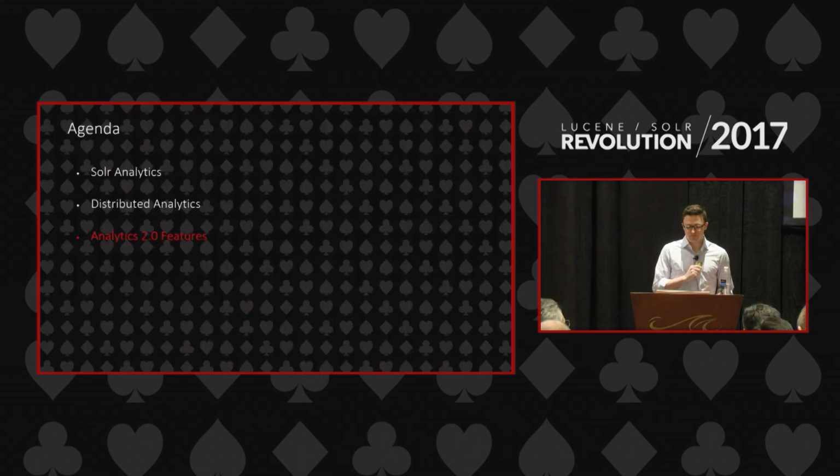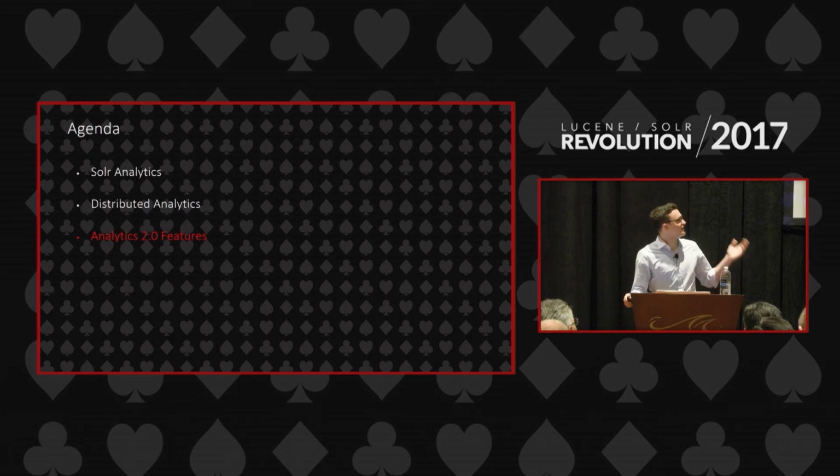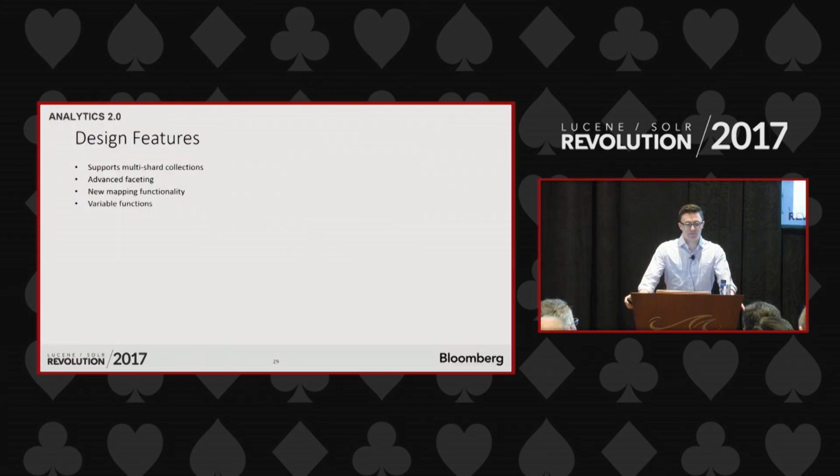So what else have we included in the new analytics version? Basically, the biggest thing was supporting the multi-sharded collections, but we've also introduced advanced faceting, a lot of new mapping functionality in the analytical expressions, and then a new concept that we're calling variable functions. I'll go into these later.